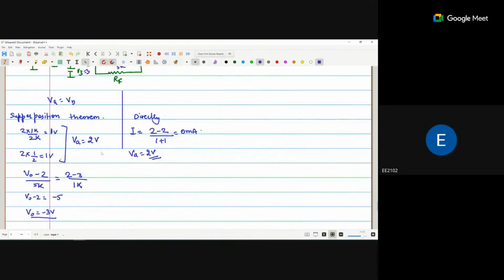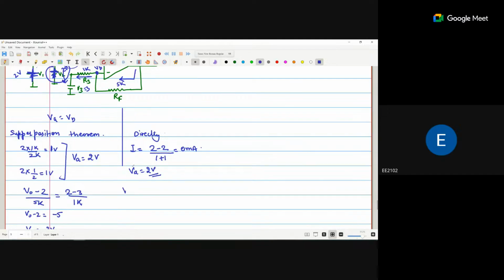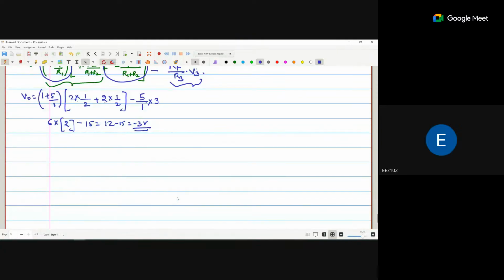Okay, if VA is directly 2 volts, then we calculate the output voltage. So what is the output voltage? V out is VA into 1 plus RF by R1, minus V3 RF by R3. So VA is 2 into 1 plus 5, 6, minus 3 into 5, that is minus 3 volts. Okay, so these are the different methods you can use to solve it.